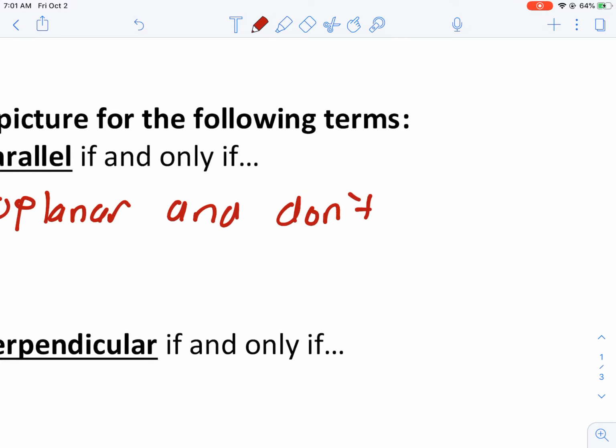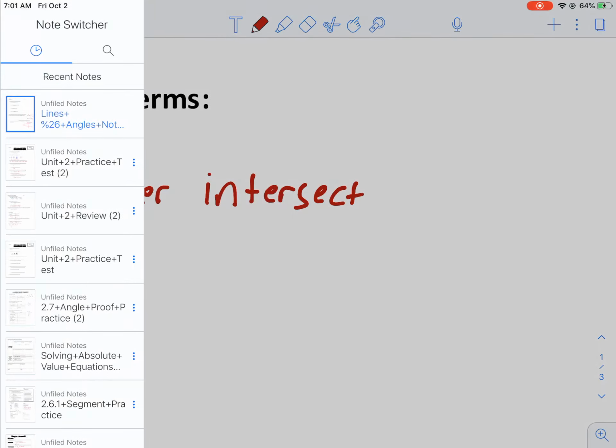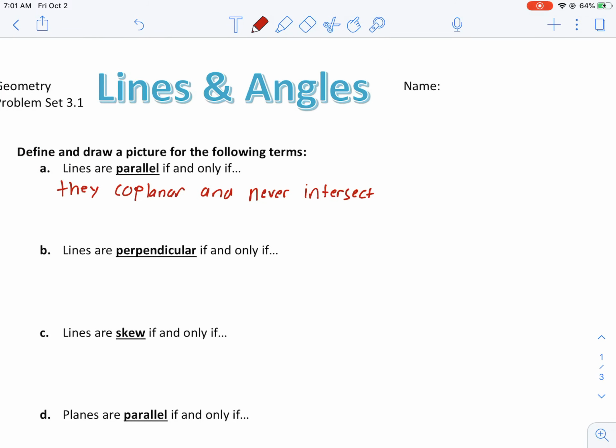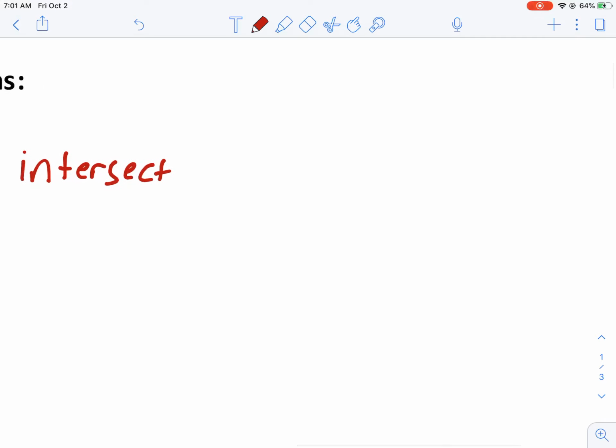So think about, what does coplanar mean? Actually, let's say never intersect instead of don't. Coplanar means in the same plane, okay? And that's kind of important. When you were learning about parallel lines in the past, you were really only learning about them on 2D surfaces. So it makes sense why they don't need to specify coplanar.